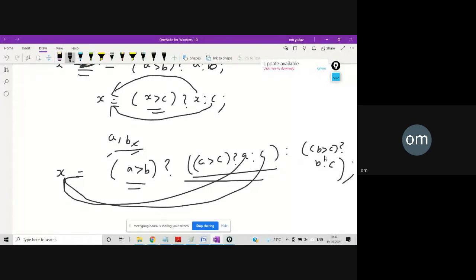So that's why in the evaluation part, if this condition is false, then this particular part will be evaluated. And here I am checking whether B is greater than C. If B is greater than C, then I am copying B value inside X. Otherwise, if C is greater than B, that means C is the greatest, so I'll copy C value inside X. This is what this expression tells you.